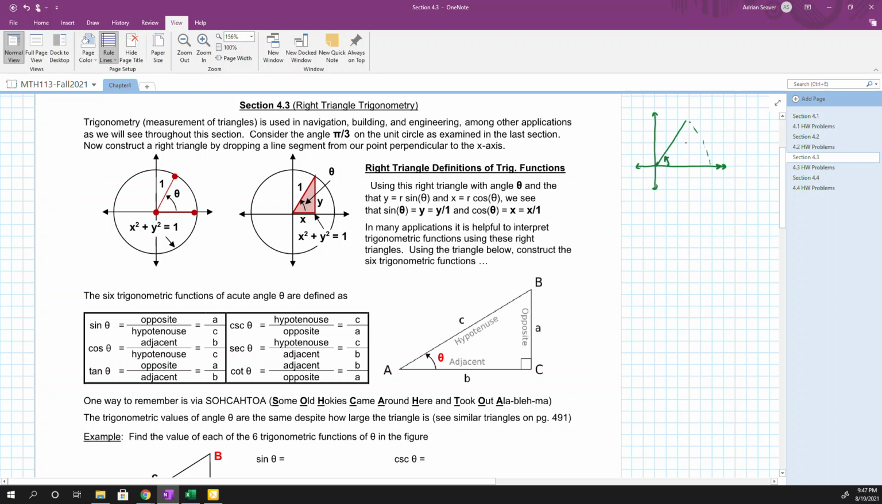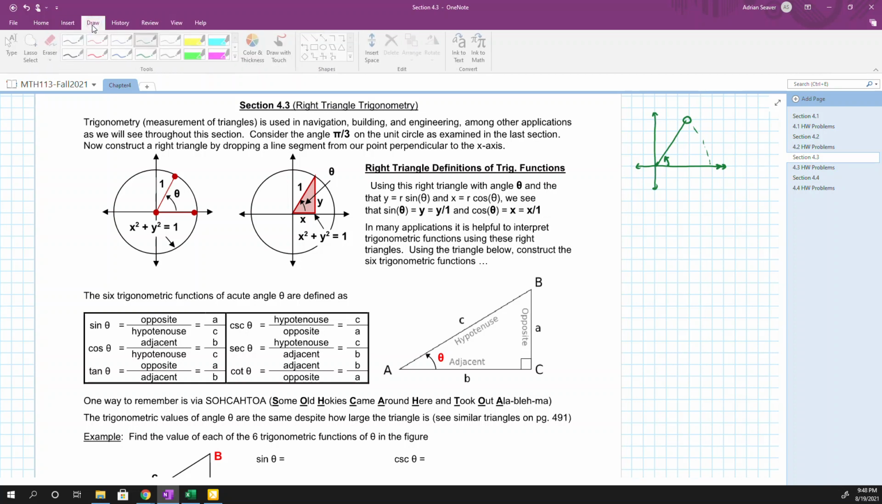Last time we said, let's use the end point there on the unit circle and use the coordinates of that point to determine sine, cosine, tangent, etc. In this section, we're going to do something a little bit different. We're going to take that point, and it doesn't have to be on the unit circle, or have radius 1, but we're going to drop a perpendicular line from that point down to the x-axis.